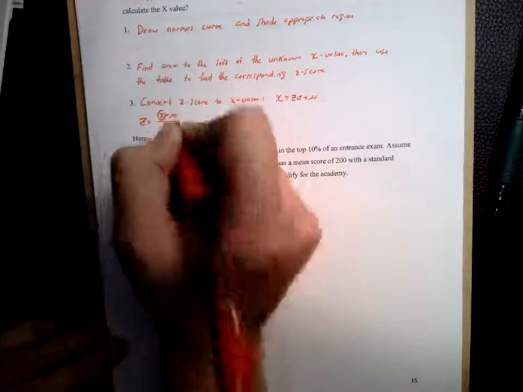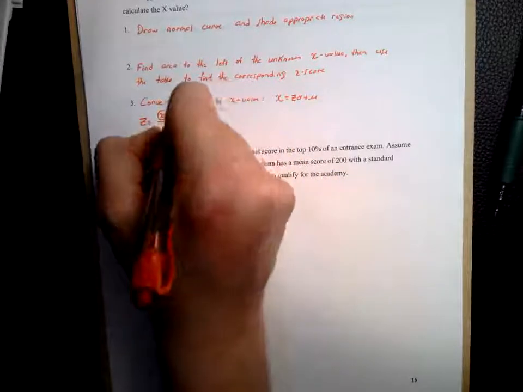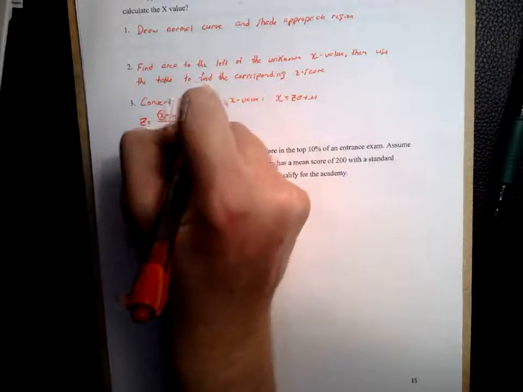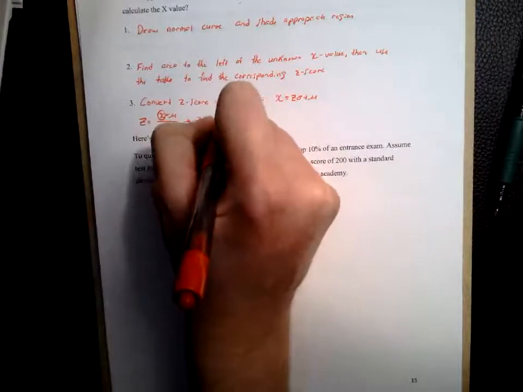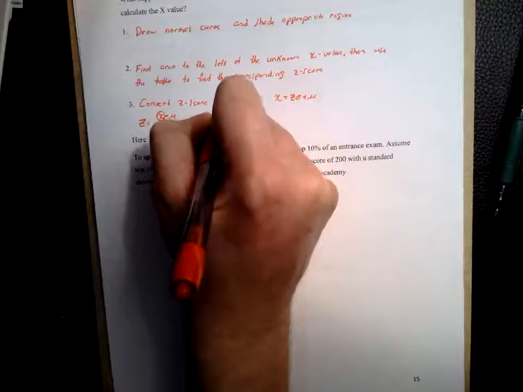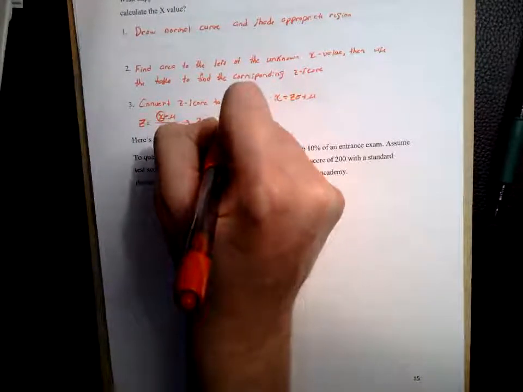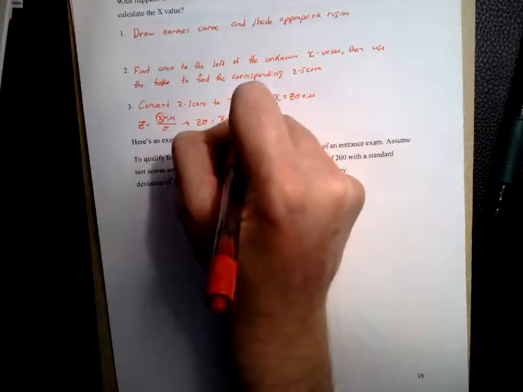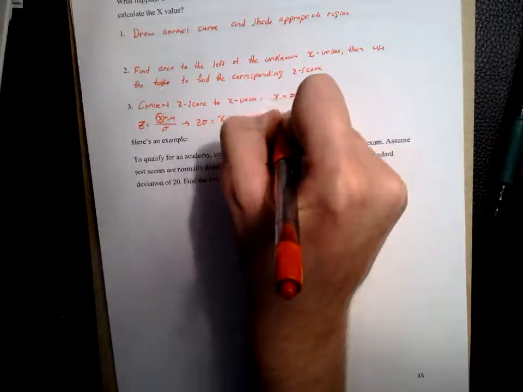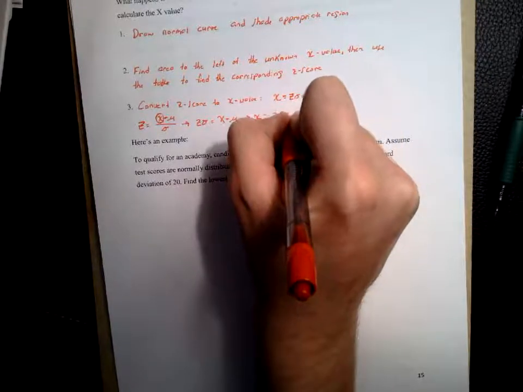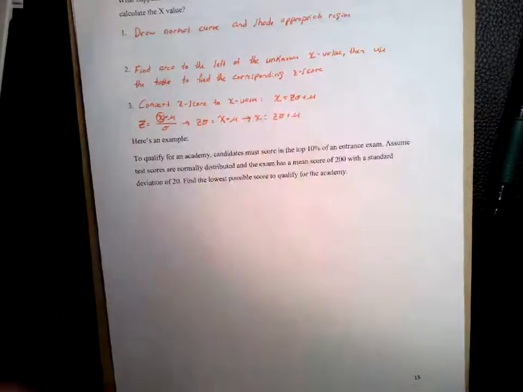So I need to isolate x. So to do that, I first multiply by sigma on both sides. So that tells me that z sigma is equal to x minus mu. And then to isolate x, I just add mu over, and I get x equals z sigma plus mu, just like that formula there.